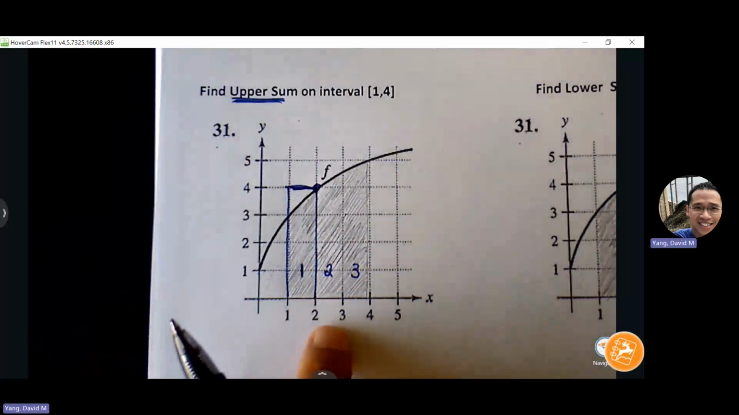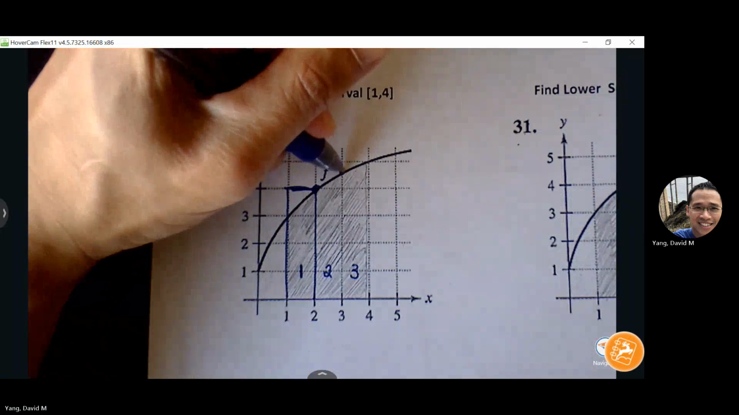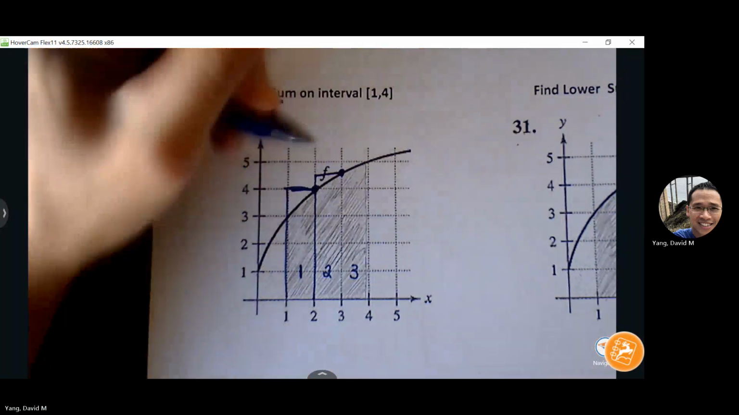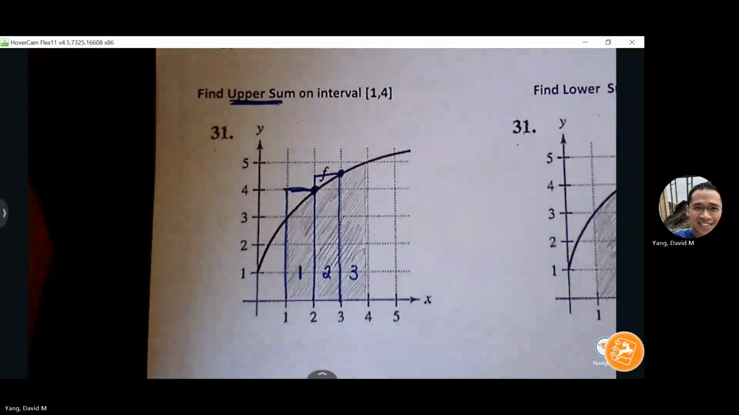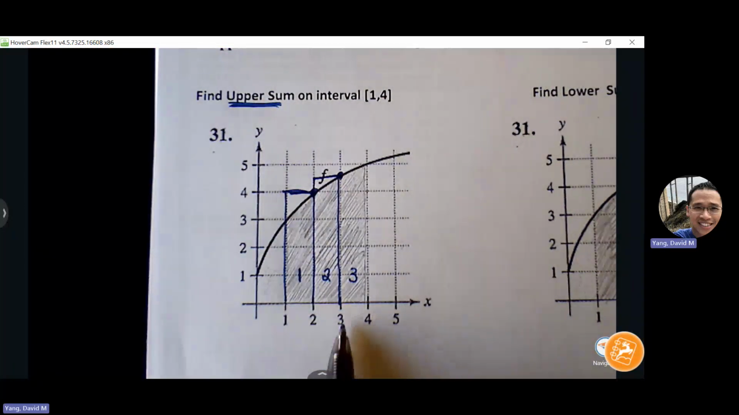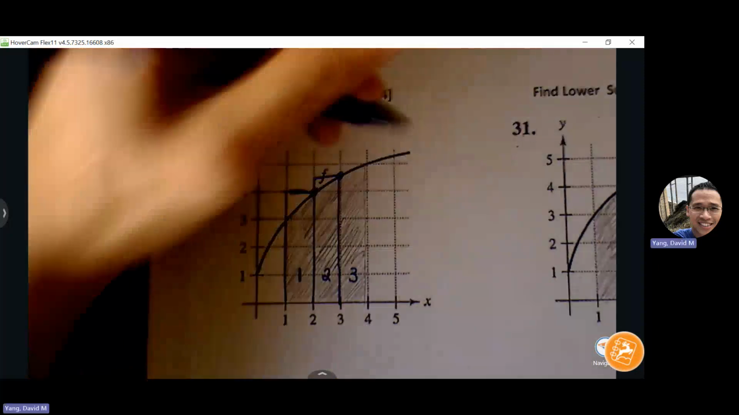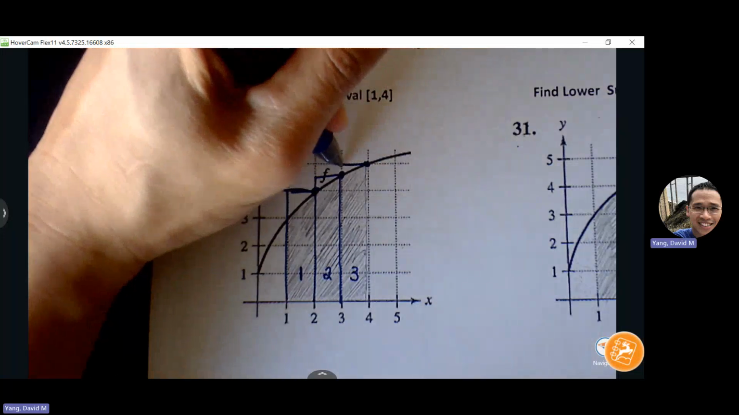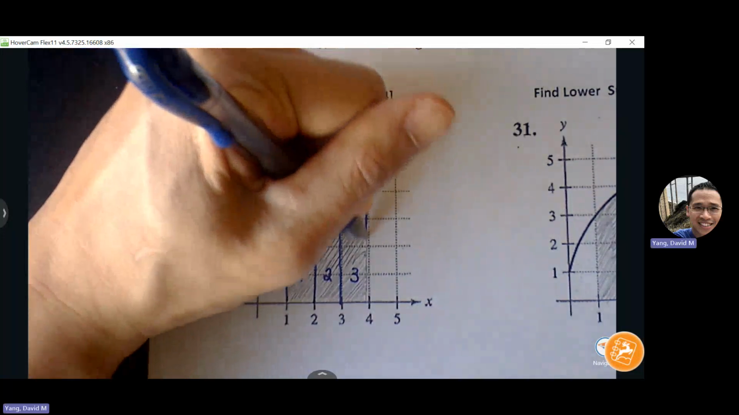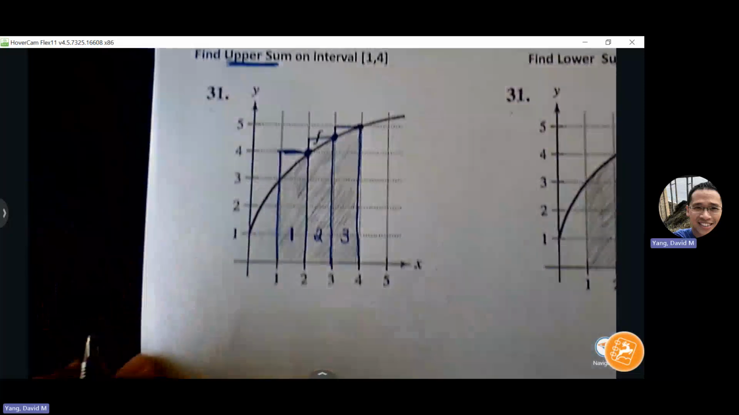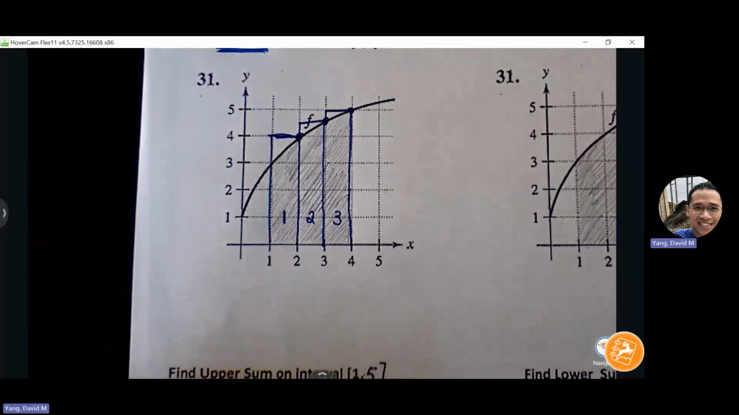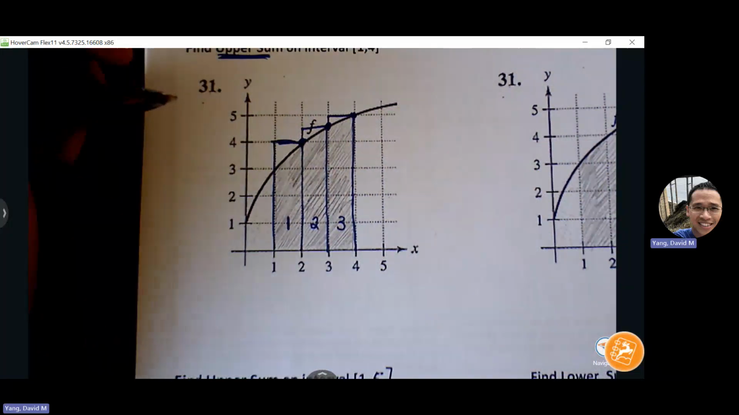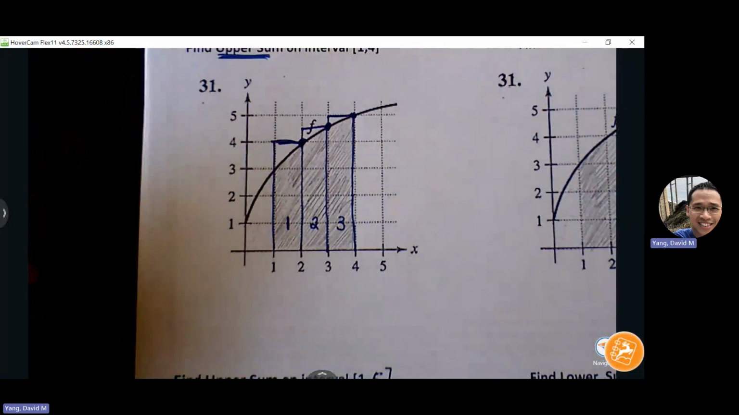Between f of 2 and f of 3, for the second region, which has the higher y value? F of 3. Between f of 3 and f of 4, which one is higher? F of 4. So it ends up being the same as a right-handed rectangle, right? Every rectangle, we're using the right endpoint to attach to the curve. Let's find the area, or at least to the best of our ability, of these 3 rectangles.